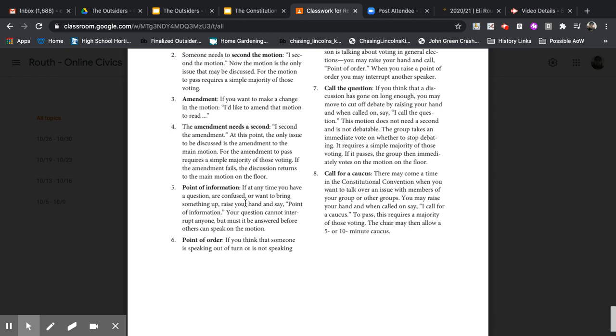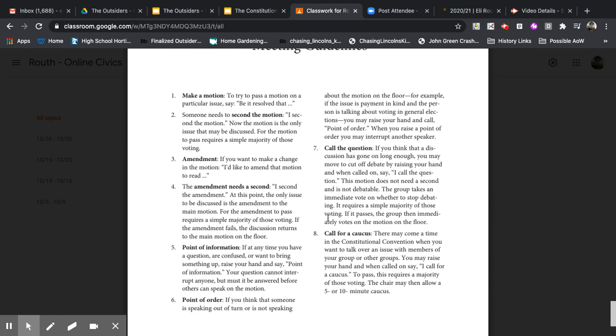Five, a point of information. At any point, if you have a question or are confused or you just want to bring clarity to something, you just raise your hand and say point of information, and we have to answer it. We have to answer the question before we can go back and talk about the motion or the amendment that was on the floor.